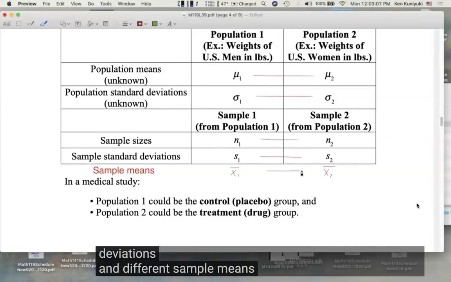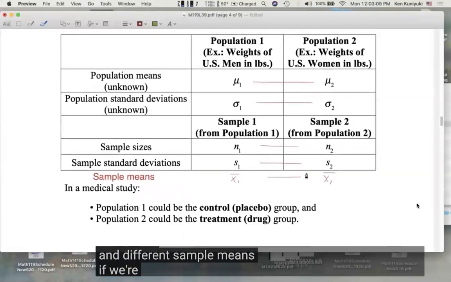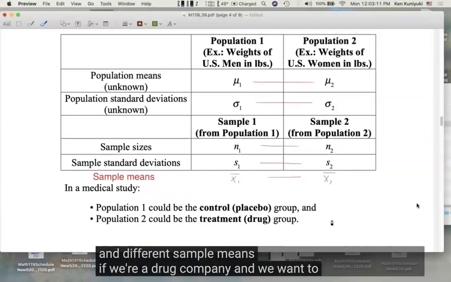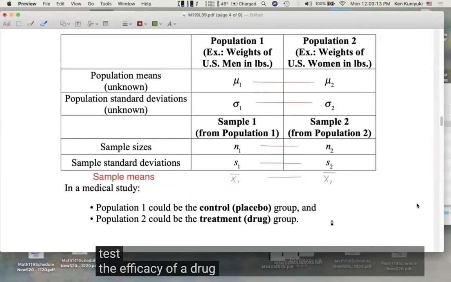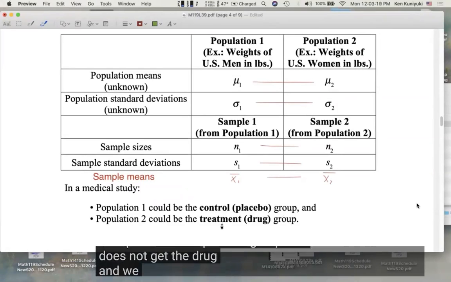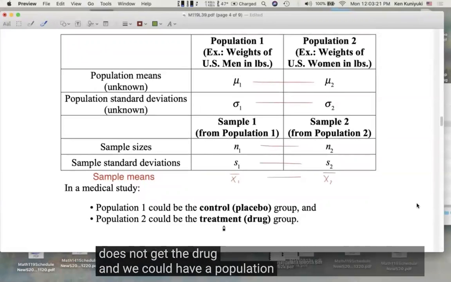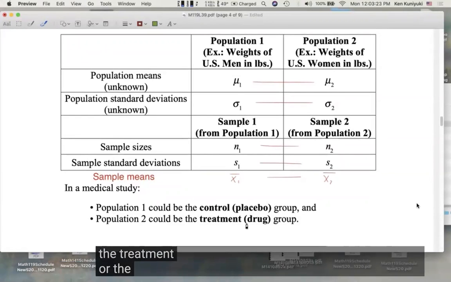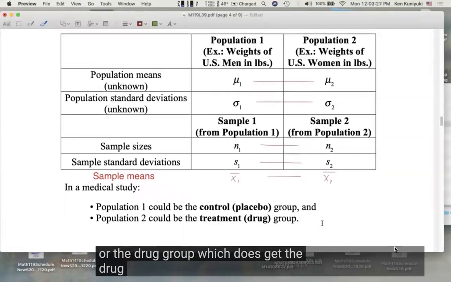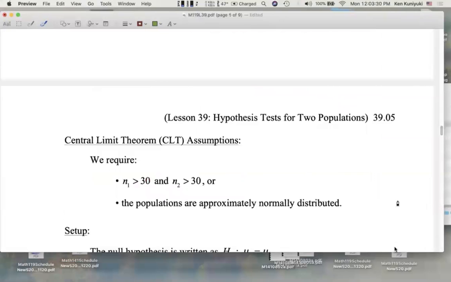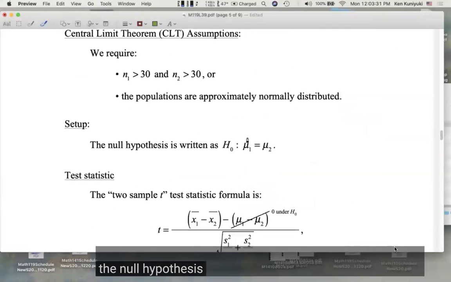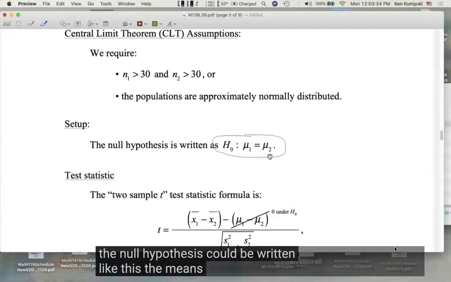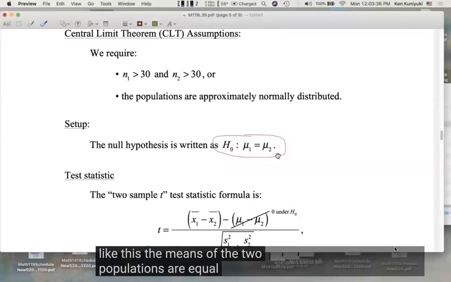different sample means. If we're a drug company and we want to test the efficacy of a drug, then we might want to set up a control or placebo group that does not get the drug. And we could have a population, which is the treatment, or the drug group, which does get the drug. The null hypothesis could be written like this. The means of the 2 populations are equal.